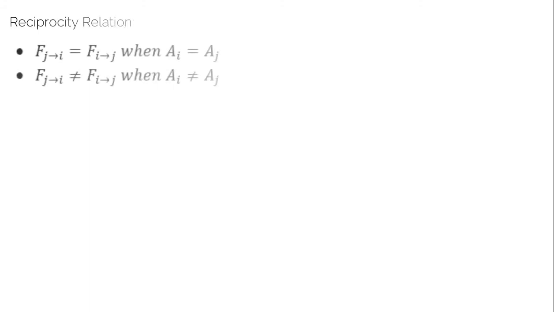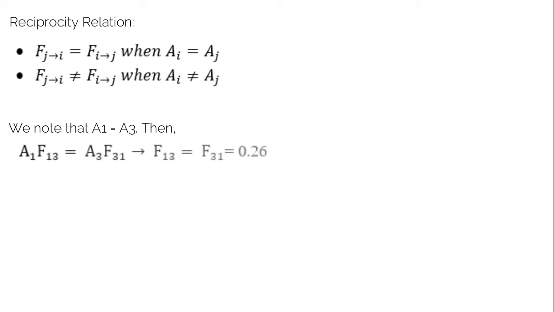Next, we must first consider the reciprocity relation, which shows that when Ai equals Aj, the view factor from j to i equals the view factor from i to j. So, in our equation, we note that A1 equals A3. For the relation A1 F13 equals A3 F31, it will give us the same view factor because it has the same area. So F13 equals F31 that we got before, which gives F13 equals 0.26. After that, I will show you the superposition rule.